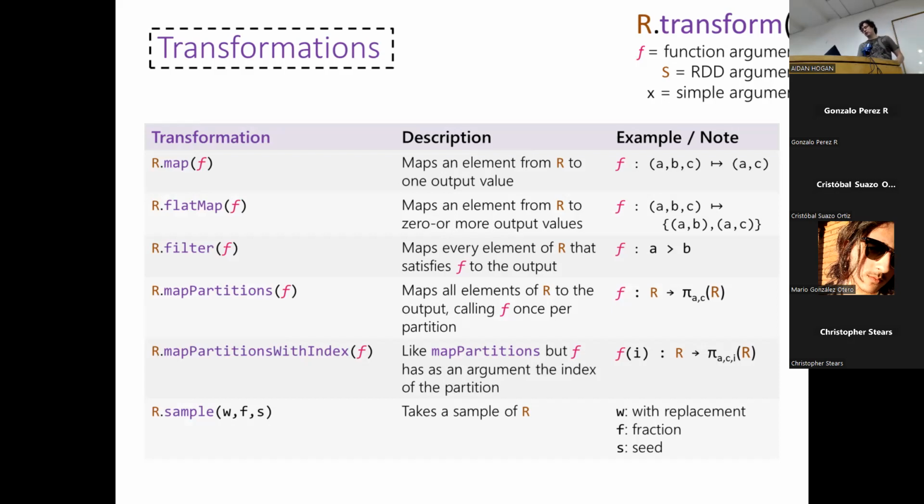Then we have the fraction, which would be like 0.1 would mean a 10% sample. And we have the seed, which is just a random seed used for the pseudo random selection. So if we pass the same seed, we would get the same random or pseudo random sample.